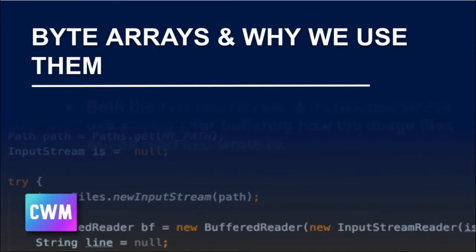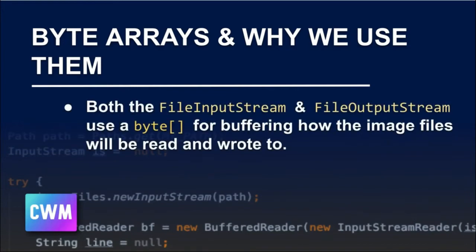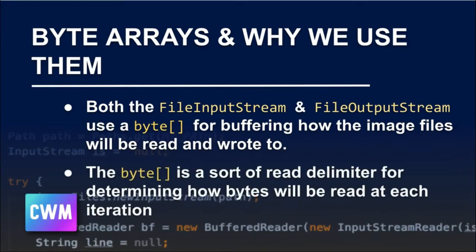The byte arrays and why we use them, well, both the file input stream and the file output stream use a byte array for buffering how the image files will be read and written to. And typically, any type of binary file, like images, videos, movies, sound, so forth, you have to read them byte by byte. The byte array is a sort of read delimiter for determining how bytes will be read at each iteration.